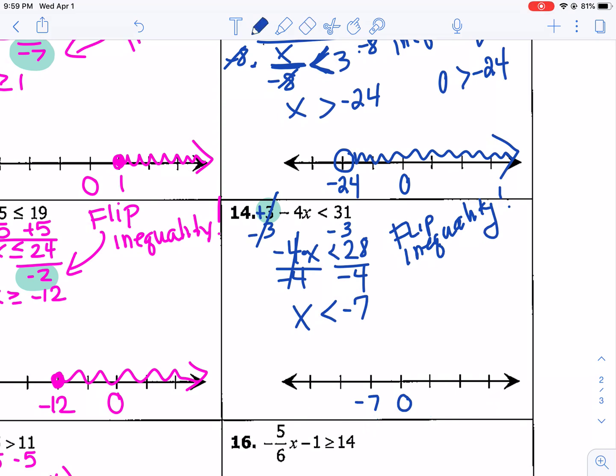So, x is less than negative 7, less than, open circle. Oh, I forgot to flip it. I wrote down the flip, so let's rewrite the answer. X is greater than negative 7, and all the values that are greater than negative 7 are to the right. And we can test that out. Is 0 greater than negative 7? Yes, it is.